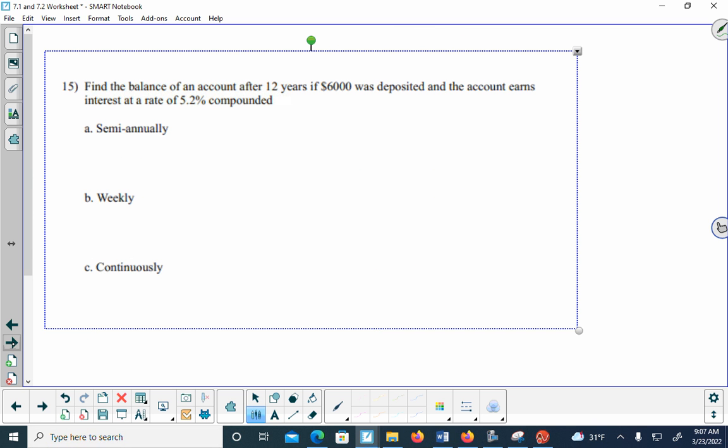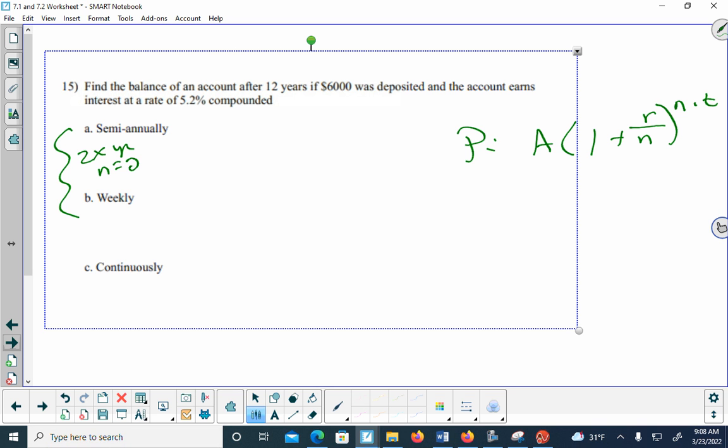So the first one is dealing with money. After 12 years, $6,000 is deposited. So your formula for these first two is going to be the amount is equal to the principal that you initially deposit times 1 plus your rate over the number of times you're compounding per year, raised to the number of times you're compounding per year times the number of years. So for semi-annually, that's 2 times a year, so n is equal to 2.